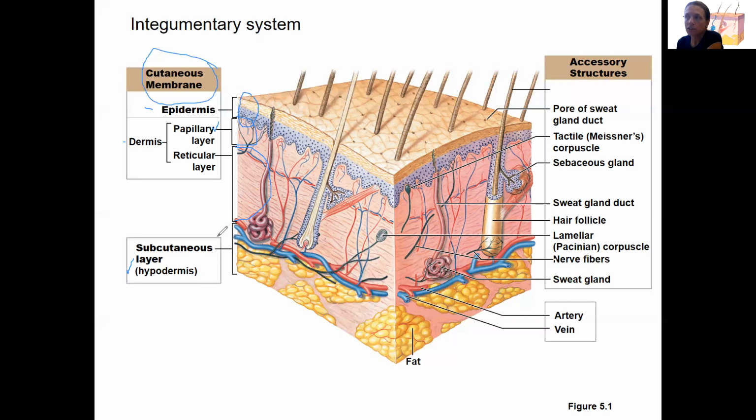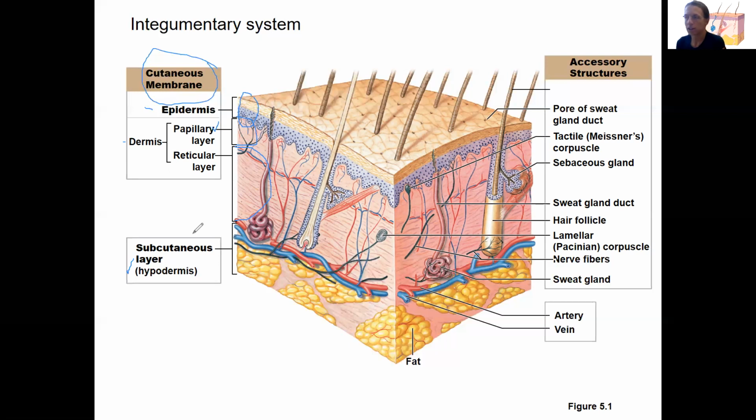So you can see a lot of these different layers here are associated with different types of functions. We've got protection from outside abrasions or chemicals with that epidermis. We've got protection from physical forces. And then we've got padding with that fat.